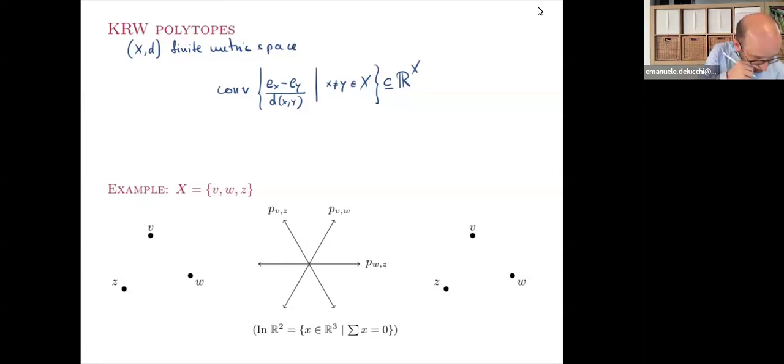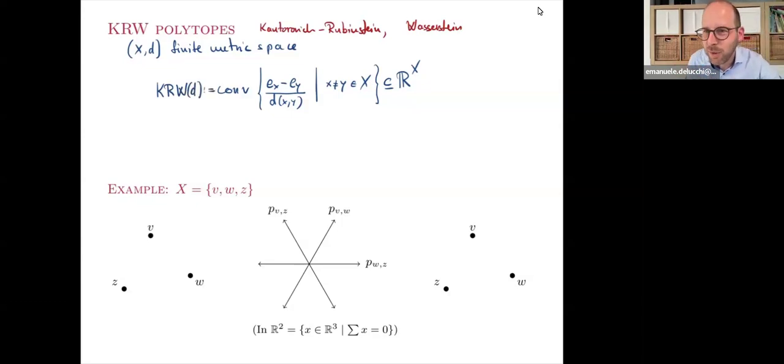Okay, before I give some examples, this polytope appears with different names in the literature. Sometimes it's called the Kantorovich and Rubinstein polytope. Sometimes it's also called a Wasserstein polytope. And in true Swiss compromise fashion, I will just call it with all possible names. So this is the Kantorovich-Rubinstein-Wasserstein polytope, KRW, okay?